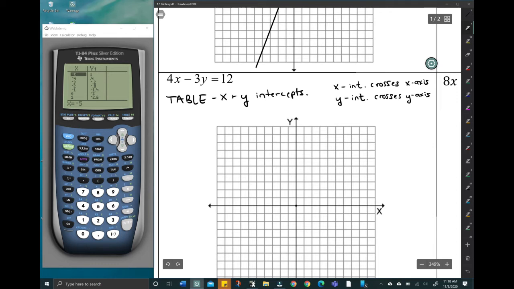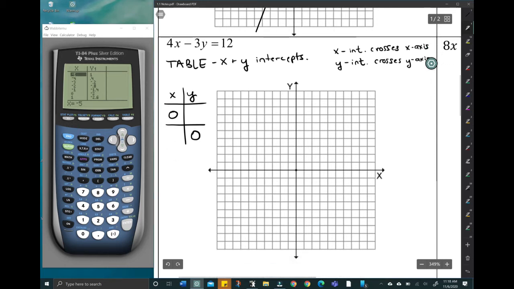To set these tables up, it's pretty straightforward. We're going to have our x and y little chart here, and we're just going to put 0 in for x and 0 in for y. So it looks like that there, kind of like tic-tac-toe, I guess. From here, what this is asking is to find the y-intercept, sorry.